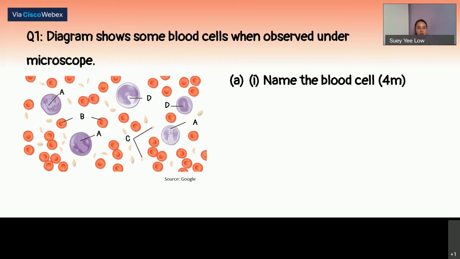Question one says the diagram shows some blood cells when observed under a microscope. Name the blood cells. Of course, you have to answer A, B, C, and D. What is A? As you can see, there's one A here, and another A here, and they have granular cytoplasm. B is the one with the red colored circles. Then C is the one with small things here. Then D is the one that has a very clear cytoplasm. So what will be the answer?